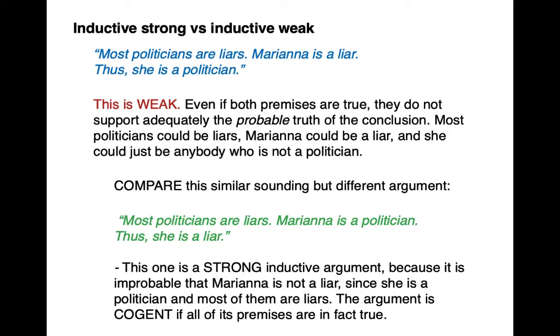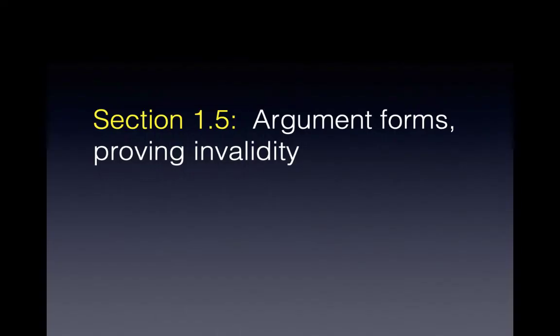No guarantee. This is a strong inductive argument because it is improbable that she is not a liar, since she is a politician and most of them are liars. This argument is cogent if all of its premises are in fact true, given this logical form, given the strength of the relation between the assumptions and the conclusion.